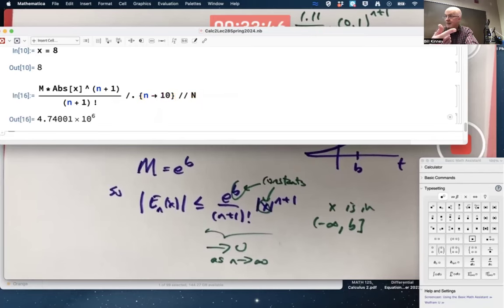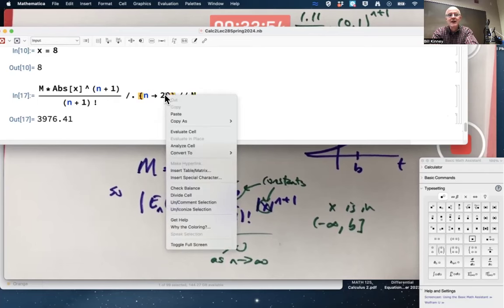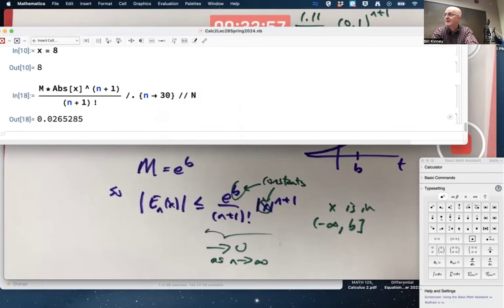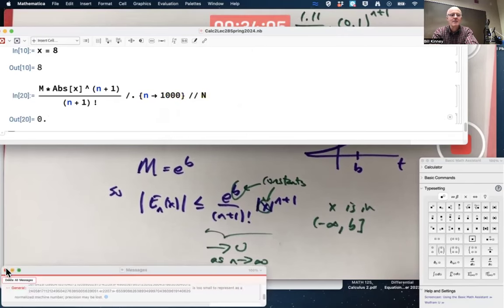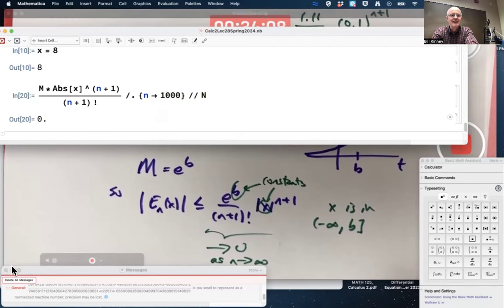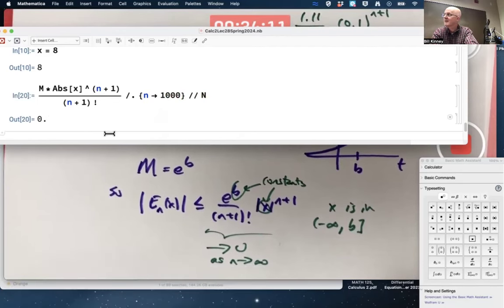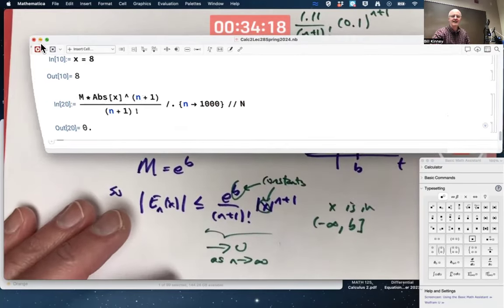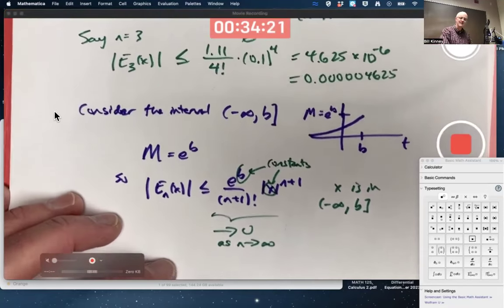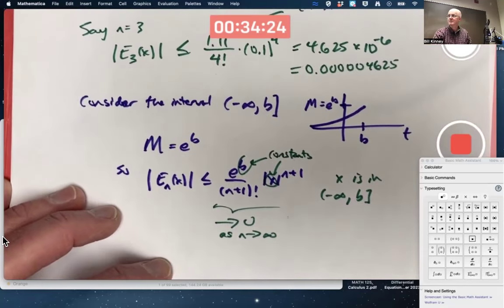What if I go a lot bigger? Now it's got smaller. It went from 8 something times 10 to the 6th to 4.74 times 10 to the 6th. Then I'm down into the thousands. If n is 30, I'm down to small numbers. If n is 100, very small. If n is 1,000, it's so small it's rounding it to 0. It's not a proof. You could try other values of x and b. You'd still get something that gets small as n gets large. The factorial is dominating the power.